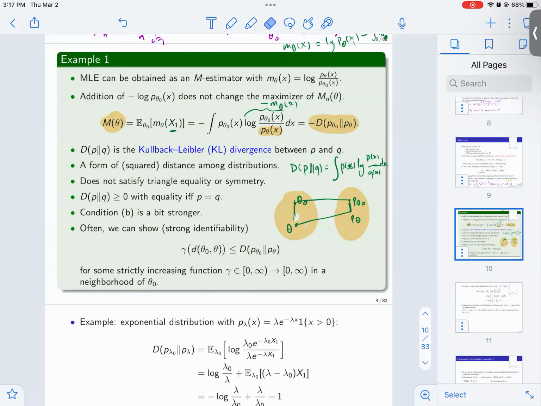So the MLE is in general consistent because of the KL divergence. If someone asks you why the MLE is consistent, you first say it's not consistent in general. You have some examples in your homework problems where it's not consistent. But when it's consistent, it's because the KL divergence has a unique maximum, or a minimum, at the parameter, the density of the parameter.